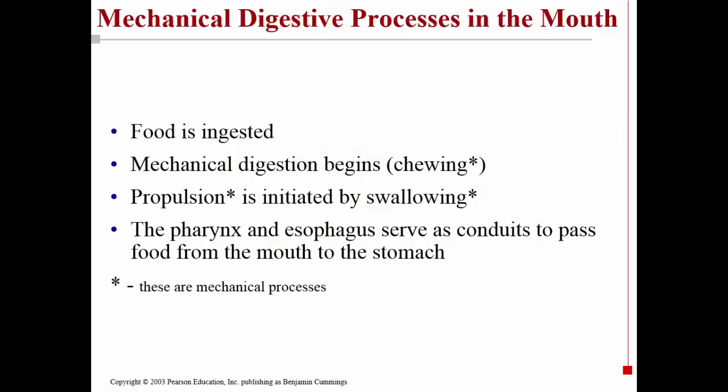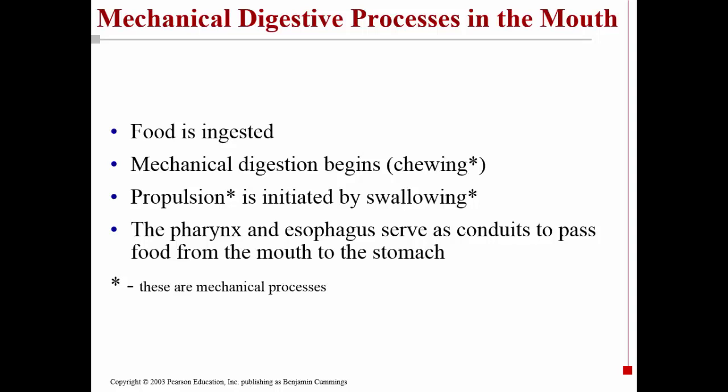So the first thing that happens is food is ingested. Once you ingest food, you start chewing. Chewing is a form of mechanical digestion. It breaks food into smaller pieces so that it can then be pushed to the back of the mouth through a process called propulsion. Then the tongue mixes the food with saliva after the teeth cut and grind it, and swallowing begins. So in the mouth, the first mechanical digestive process is chewing.